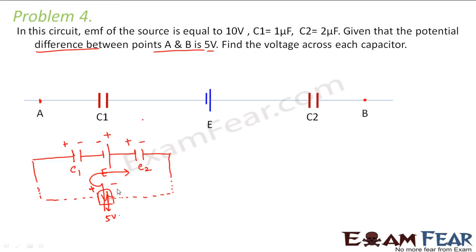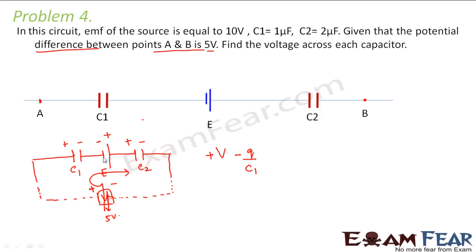We start with this source. Here we have V. It is departing from the positive plate, so the sign is positive. Next we go to the capacitor C1. What would be the voltage across it? It will be Q by C1. What would be the sign? It is departing from the negative plate, so it is negative.